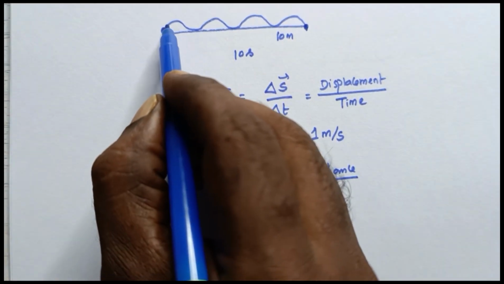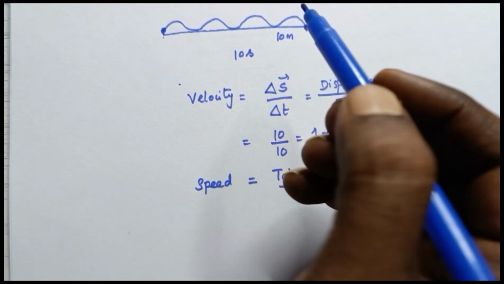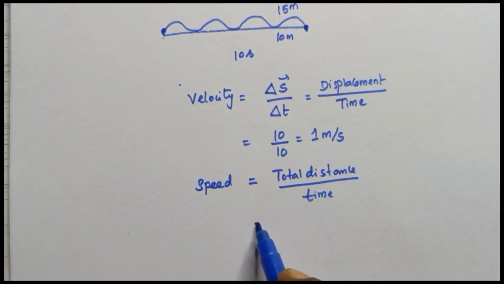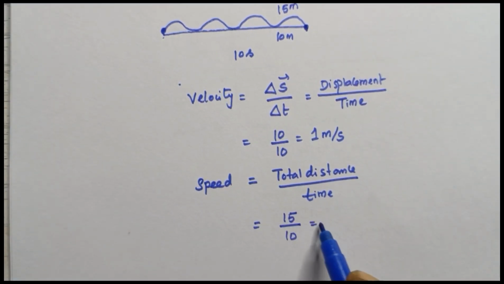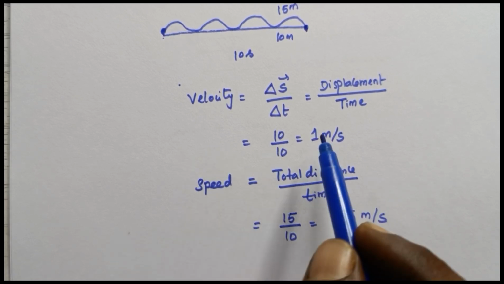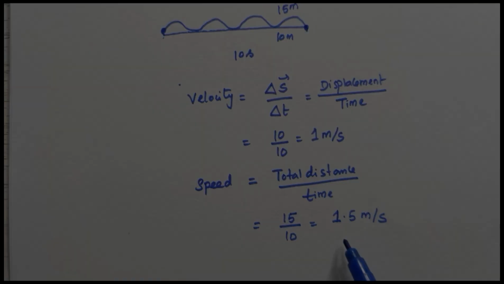So total distance அப்படினா எவ்வளவு distance இது travel பண்ணிருக்குது அப்படினு நம்ம calculate பண்ணனும். Say for example it has traveled 15 meter. Now this is equal to 15 divided by 10 which is equal to 1.5 meter per second. So velocity of the body is 1 meter per second and the speed is 1.5 meter per second. That is the difference between velocity and speed.